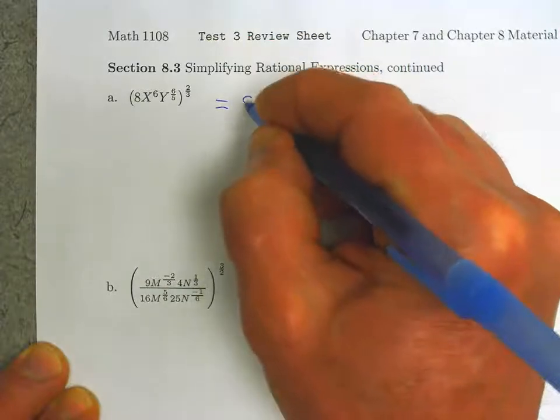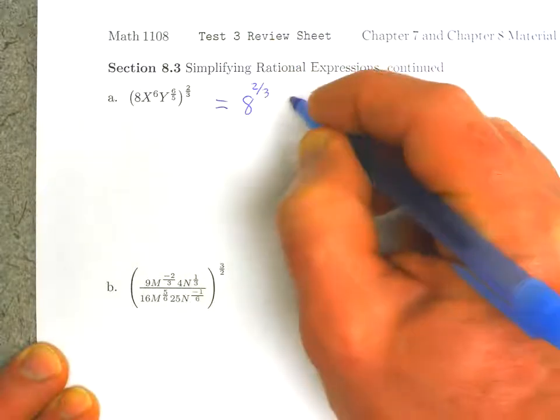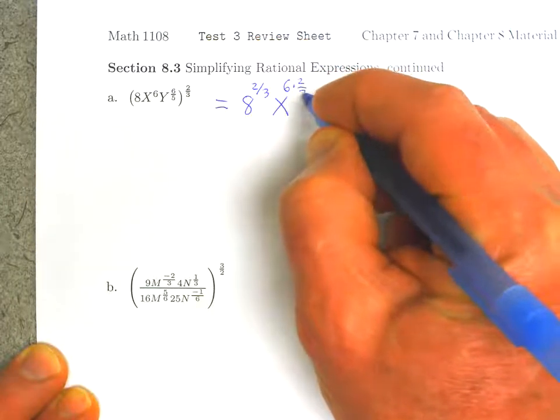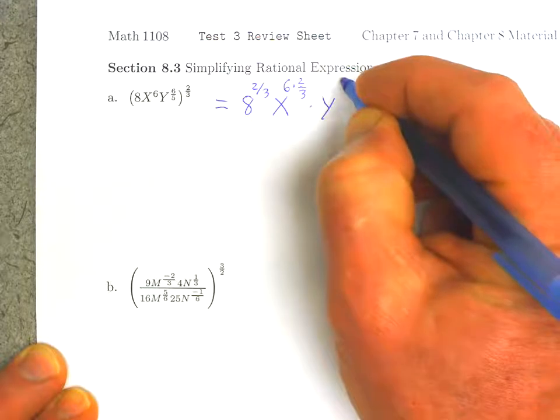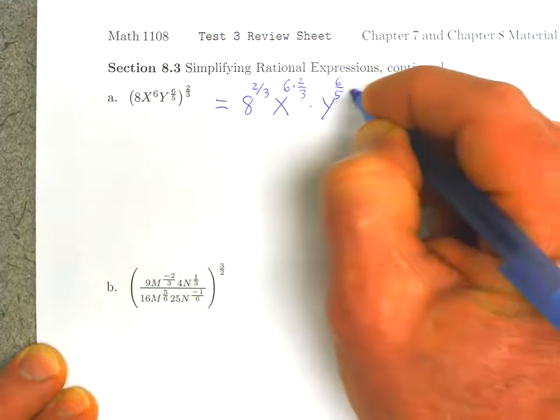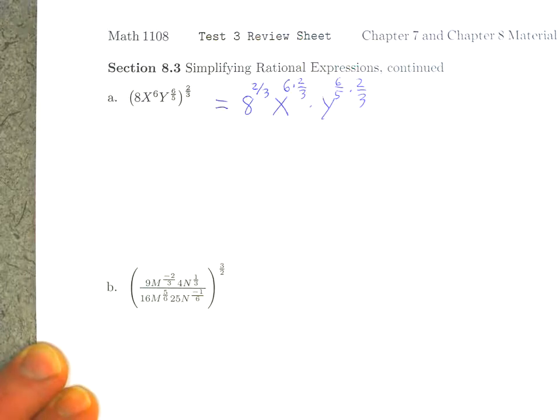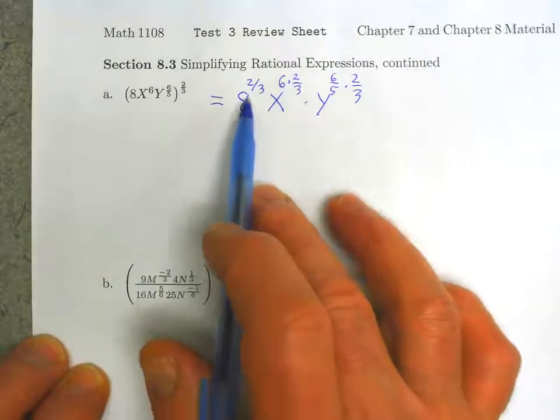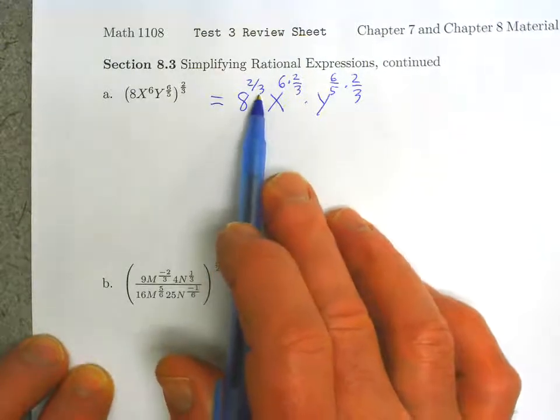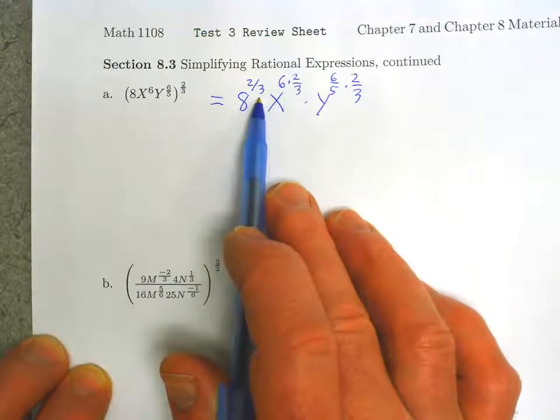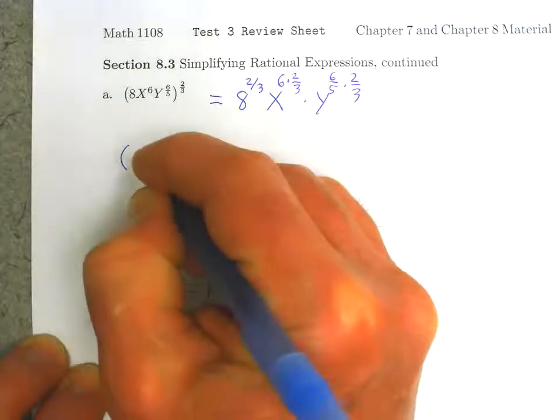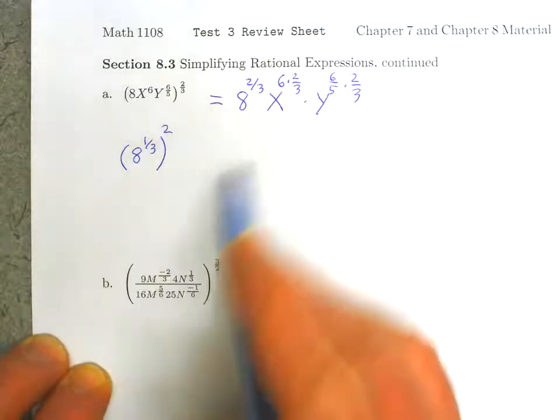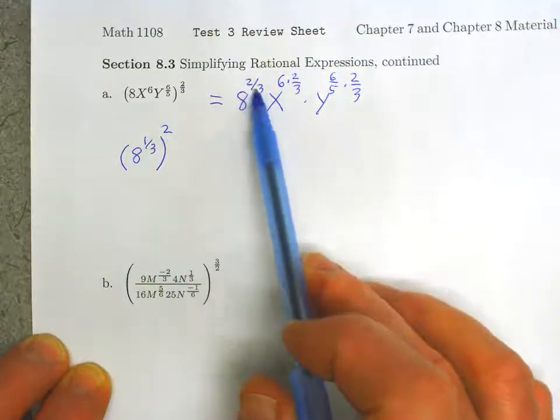So we get 8 to the 2/3 times x to the 6 times 2/3 times y to the 6/5 times 2/3. So we have some simplifying to do. 8 to the 2/3. Well, the denominator of the exponent is 3, so that implies the cubed root of 8. So 8 to the 1/3 raised to the second, because 2 times 1/3 is 2/3.